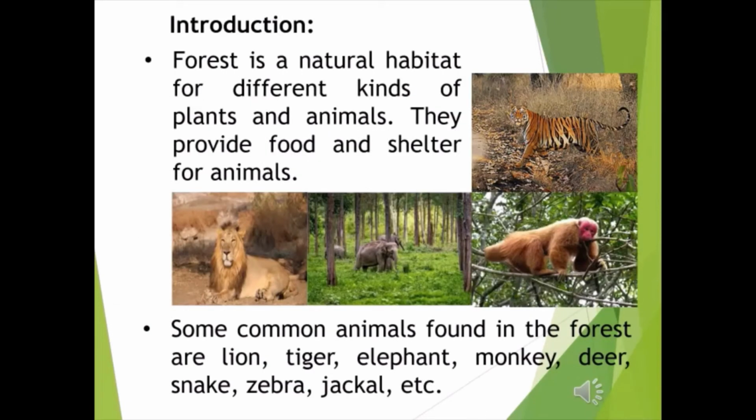Forest is a natural habitat for different kinds of plants and animals. They provide food and shelter for animals. Some of the common animals found in the forest are lion, tiger, elephant, monkey, deer, snake, zebra, jackal, etc. Here in the picture are given lion, tiger, elephant, monkey. They are taking shelter from the forest.